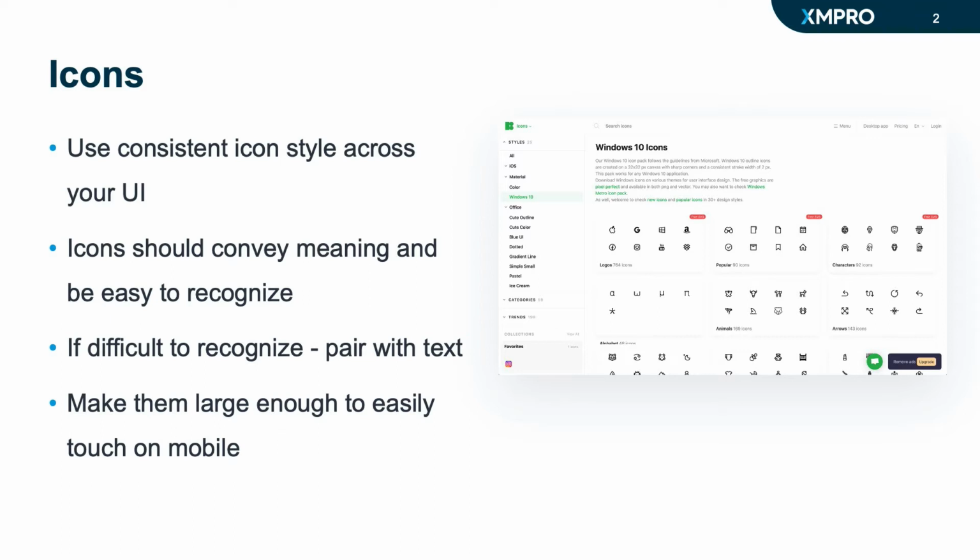Secondly, icons should convey meaning, and they need to be easy to recognize. For example, if you want to create a launch button using an icon, a rocket would be a good choice. But what if you want to use an icon that's difficult to recognize and not commonly used? Well, then you need to pair it with a text label where possible. And finally, when you use icons, it's important to make them large enough to tap easily if they're going to be used on mobile.